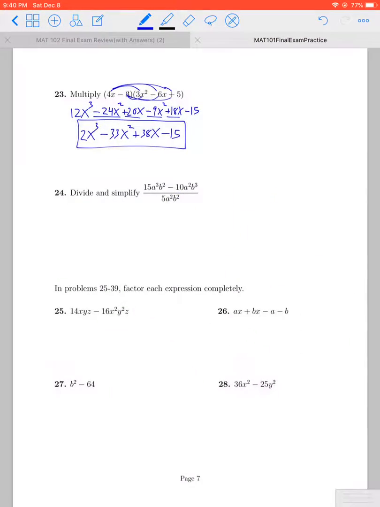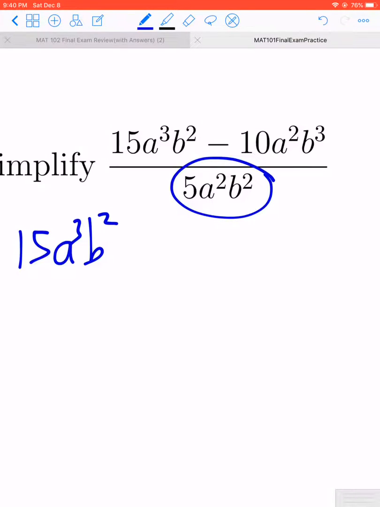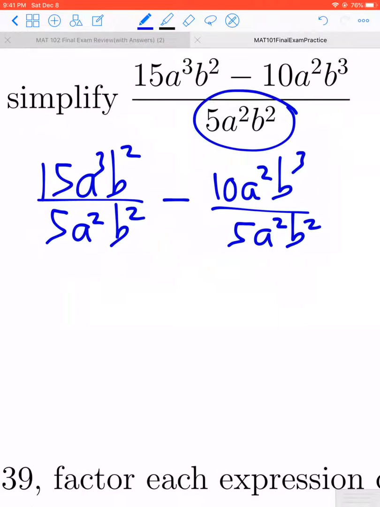In question 24, it's a division problem. Notice that here we're only dividing by a monomial, so I can split apart the numerator. I can rewrite this as 15a cubed b squared divided by 5a squared b squared minus 10a squared b cubed over 5a squared b squared.